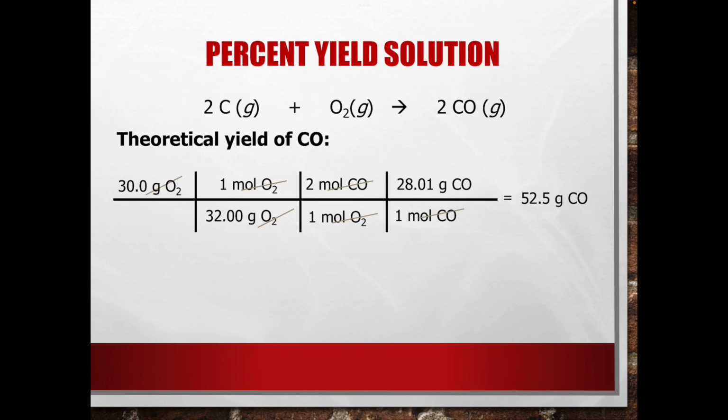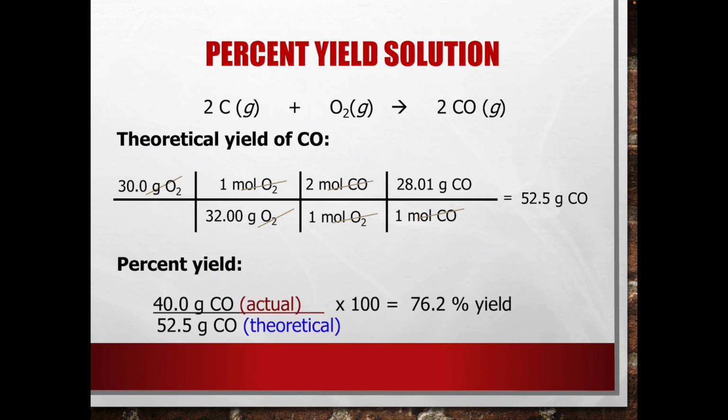So multiply all that out and we'll get our answer. So that is the theoretical yield of carbon monoxide. Again, our theoretical yield is always going to be from a train track. Now we can calculate the percent yield because the actual yield was given in the problem.